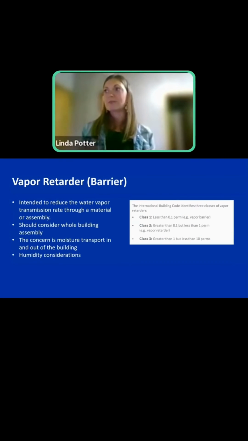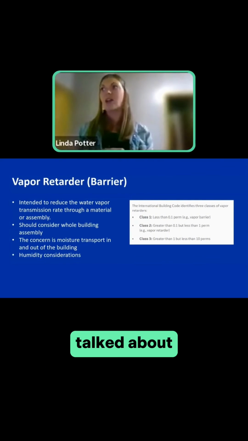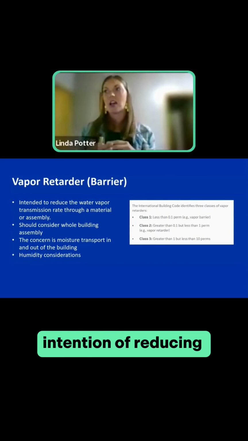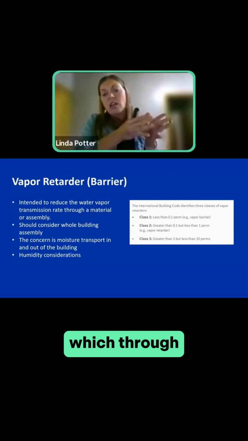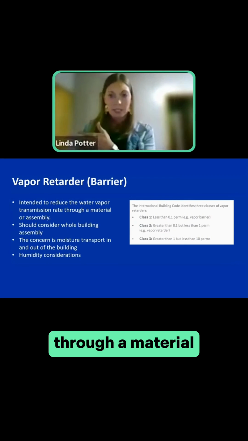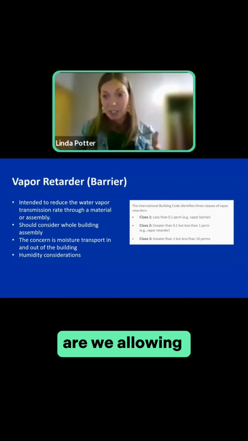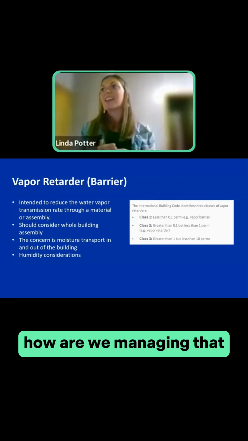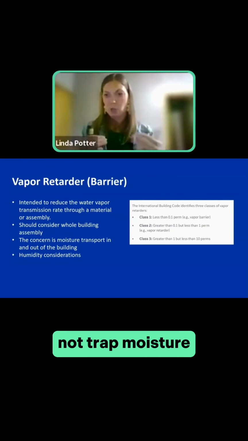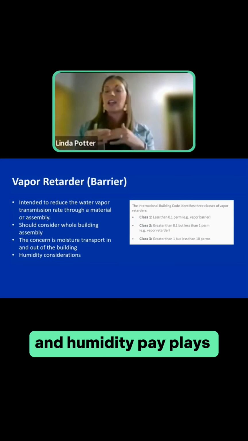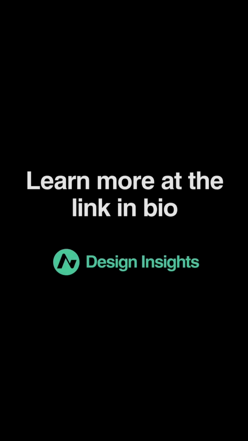These vapor retarders are also commonly talked about, where it's this intention of reducing that vapor transmission, or the rate at which the moisture moves through a material. And we're asking ourselves, do we want to stop that? Are we allowing it to go through? How are we managing that? We're thinking about the whole building. We're thinking about how do we not trap moisture where we don't want it to be? And humidity plays a big part into all of that.